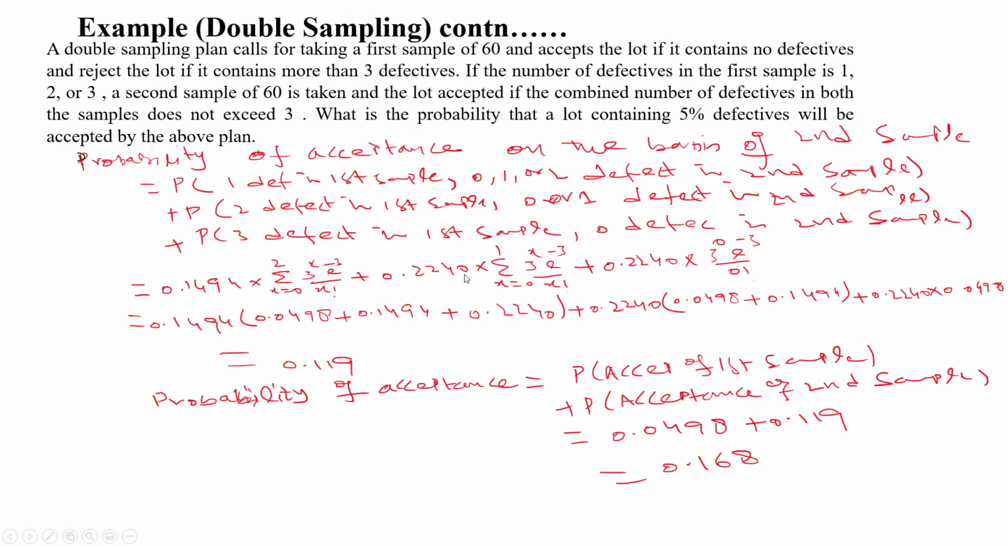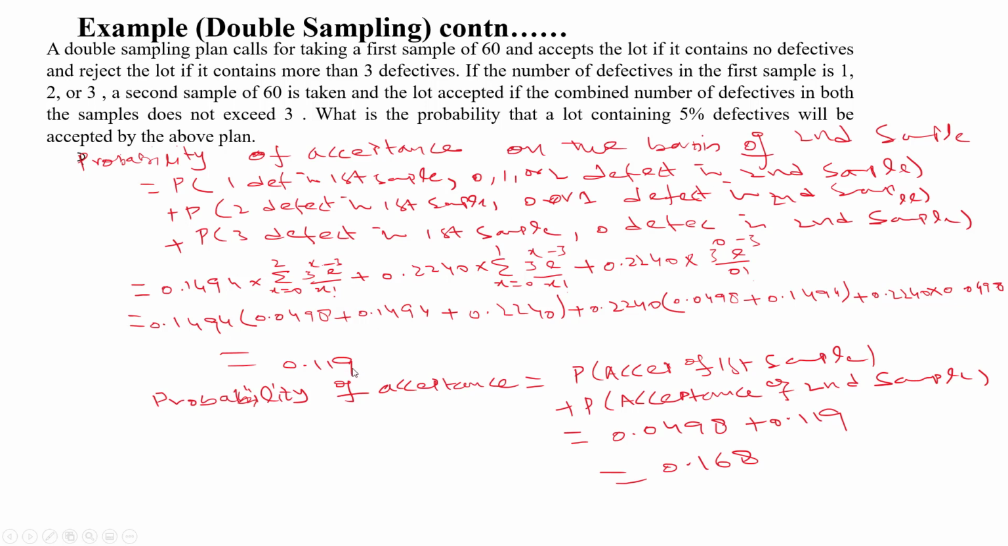So 0.2240 multiplied by, for this, because there are 2 options, 0 or 1, we will use the OR rule of probability. So 0 to 1: 3 power 0 e power minus 3 over 0 factorial plus 3 power 1 e power minus 3 divided by 1 factorial. This is for x equal to 0 and this is for x equal to 1. Similarly we have already calculated 0.049 and multiply with this one, and this is for 3 defective in the first sample. When we simplify it, we get 0.119. So basically this is the probability of acceptance on the basis of the second sample.